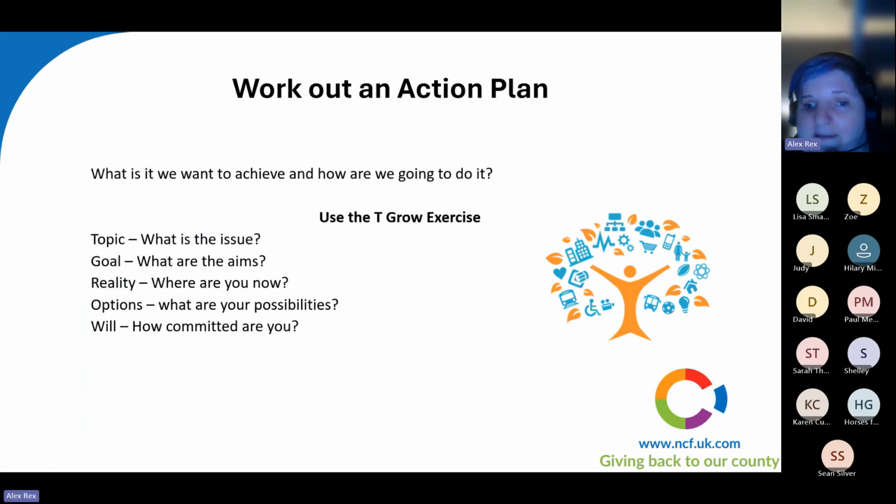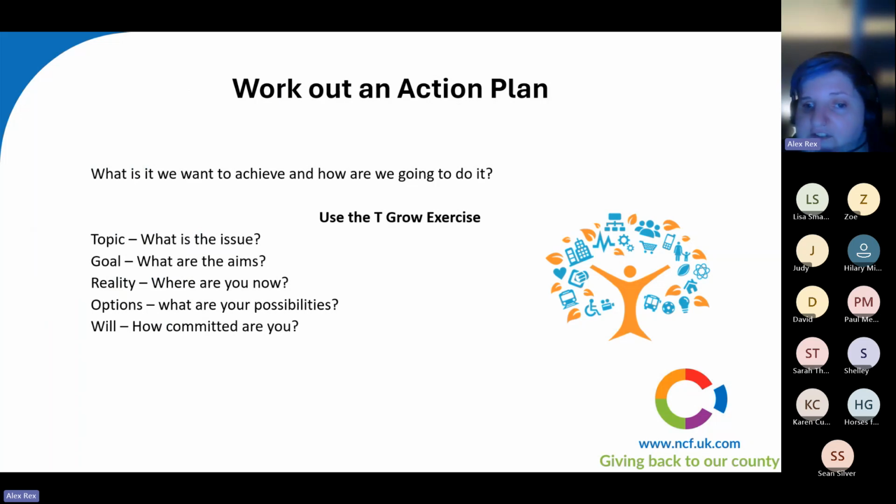Reality. So thinking about where you are now in your processes. So, for example, what resources do you already have? Are there members of staff that you already have that could help deliver a project? Do you have a bank of volunteers, or a venue, for example? And what are you missing? So what do you need to apply for funding for?